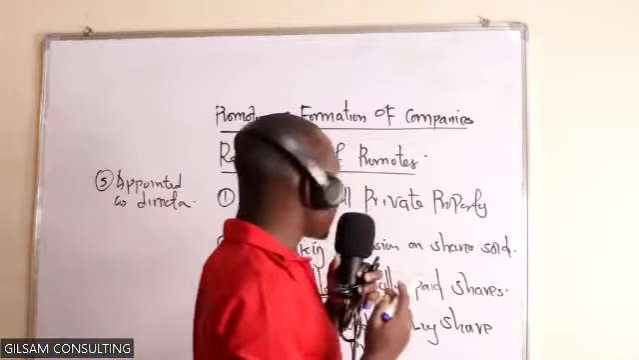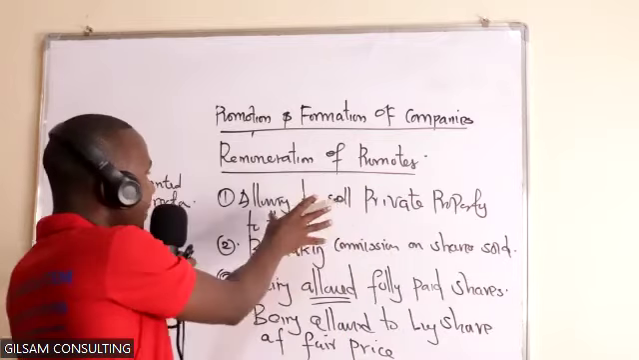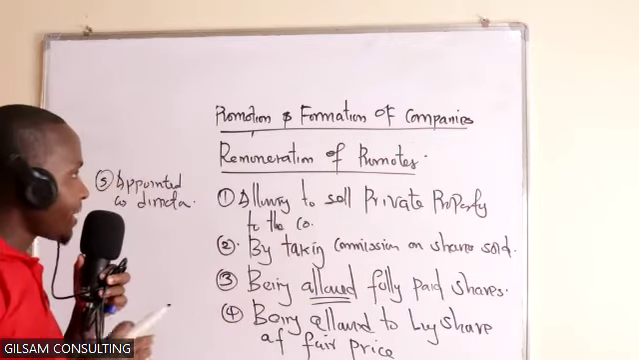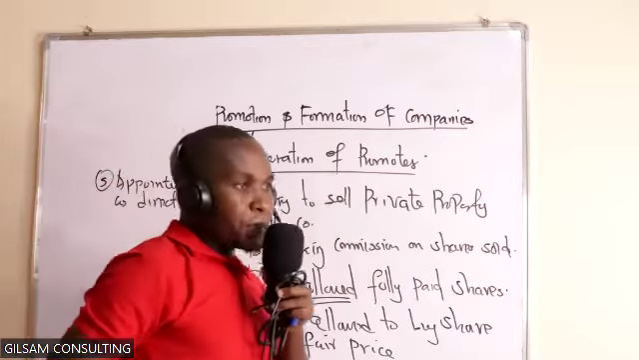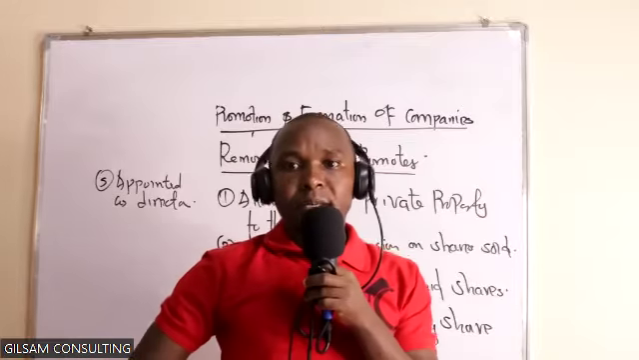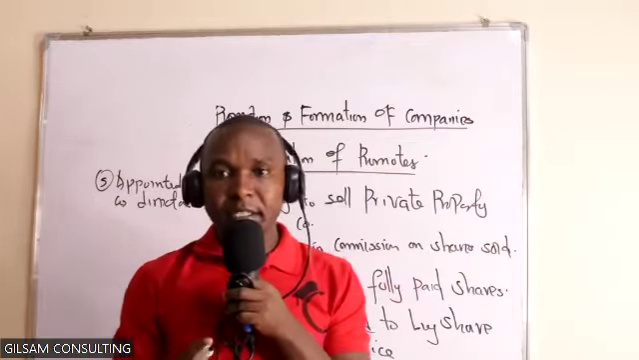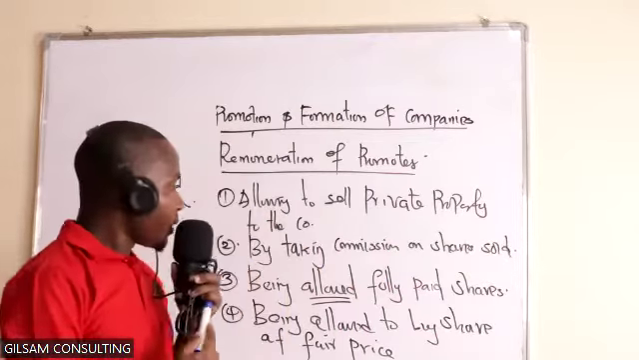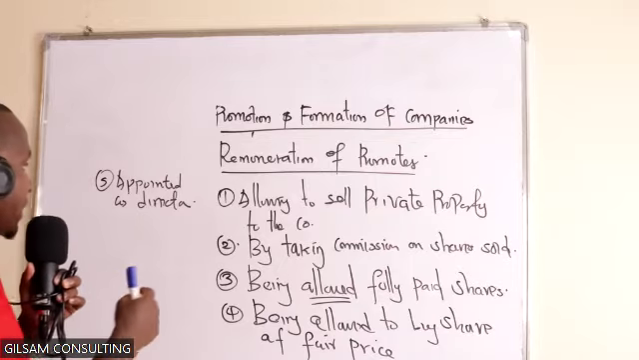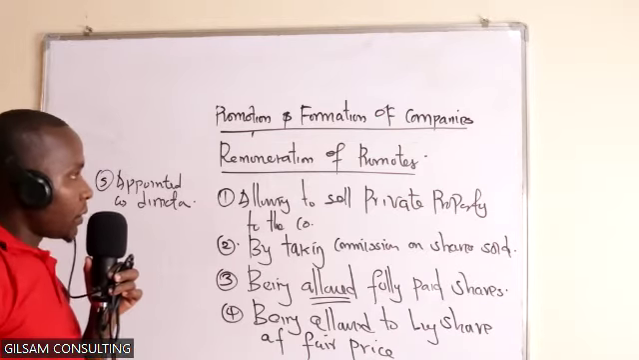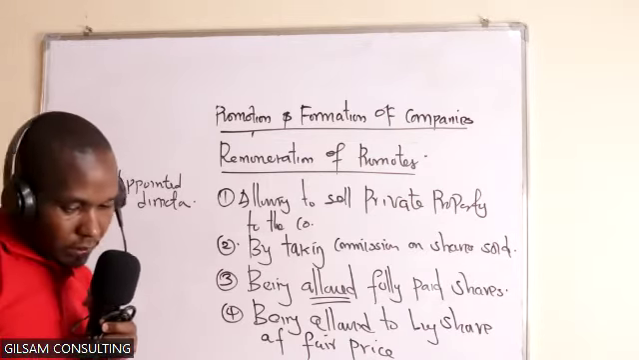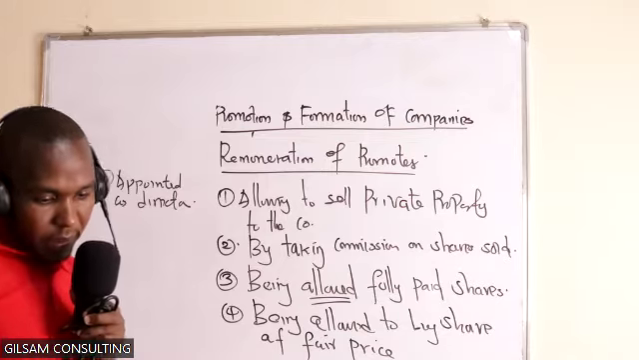Make sure that you understand or memorize this, because the examiner might ask you to explain five ways in which the promoter of a company can be paid or remunerated. So make sure you remember these points. They are easy to remember.